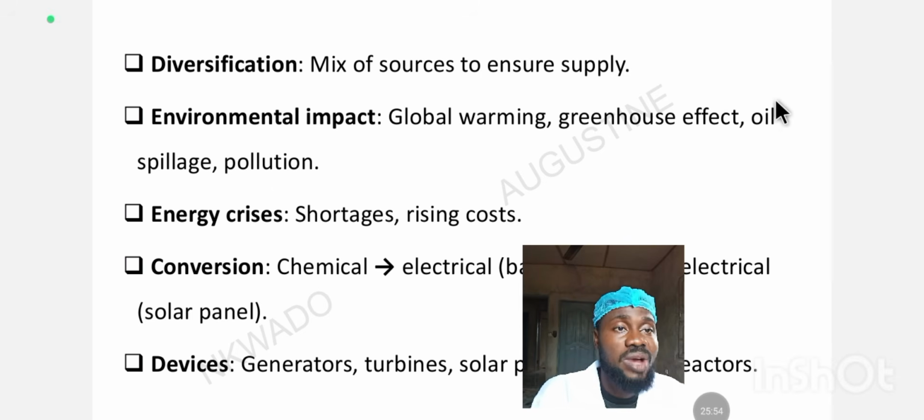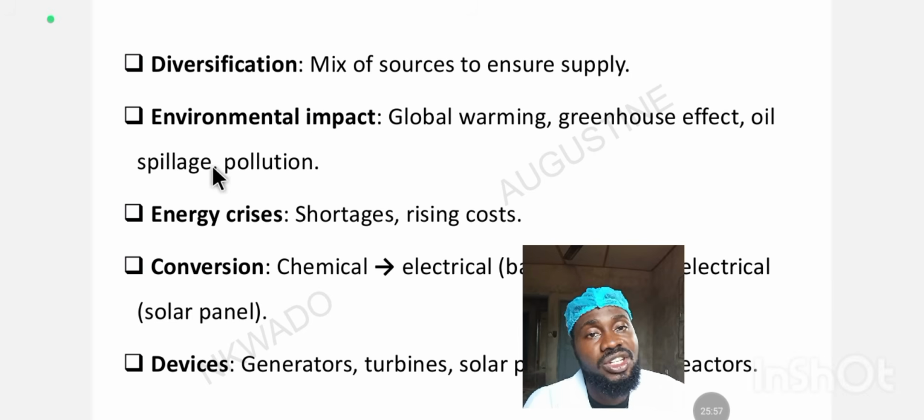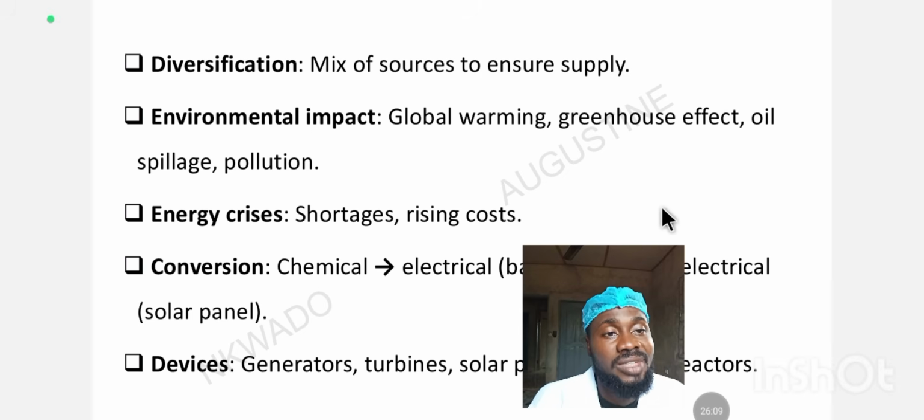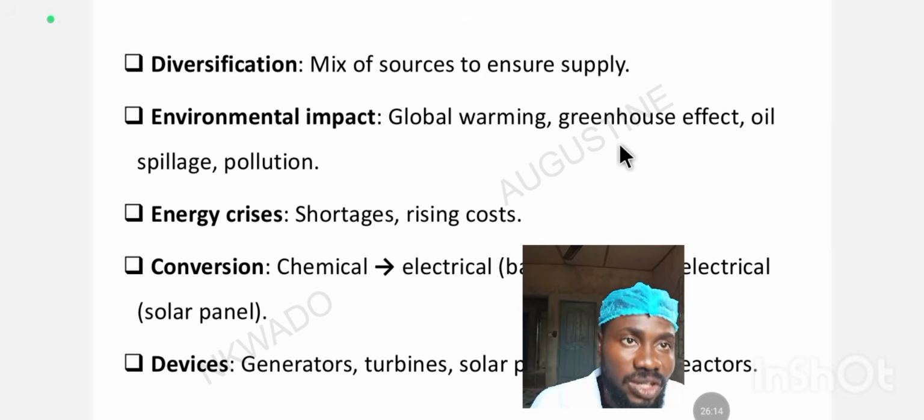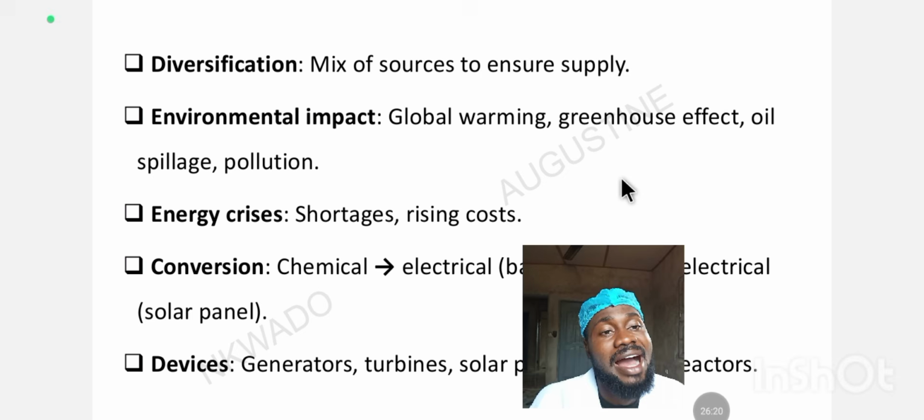So there are ways to eliminate this oil spillage. The easiest way is that there are oil-eating bacteria, okay? You put oil-eating bacteria into the water body or the sea, and they eat up the oil with time, and the sea is free from oil. So the greenhouse effect, how do we reverse it? We reverse the greenhouse effect by afforestation.